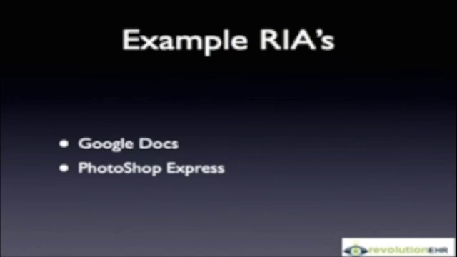Some examples of rich internet applications, as I've alluded to: Google Documents, or Google Docs, is one which has word processing, spreadsheets, and presentations. Adobe just recently launched Photoshop Express, which is not a full-featured Photoshop, but it's an RIA, which lets you use things from many different areas, access photos from different computers, share things, collaborate. It has interactivity with some of the social networking sites and other things.